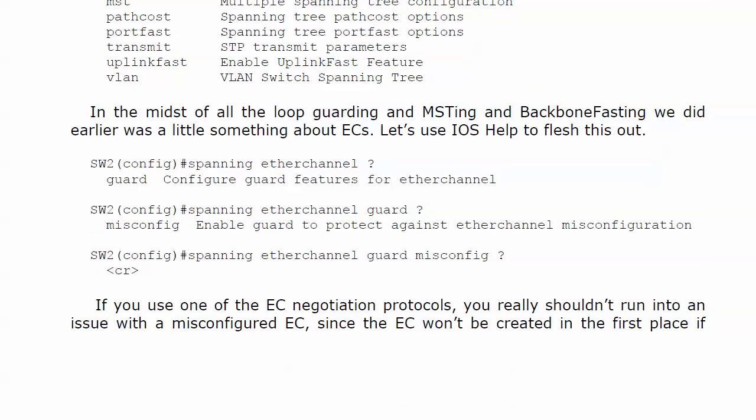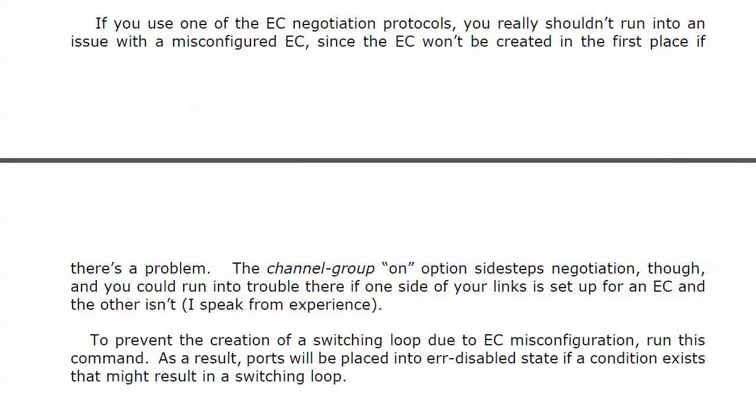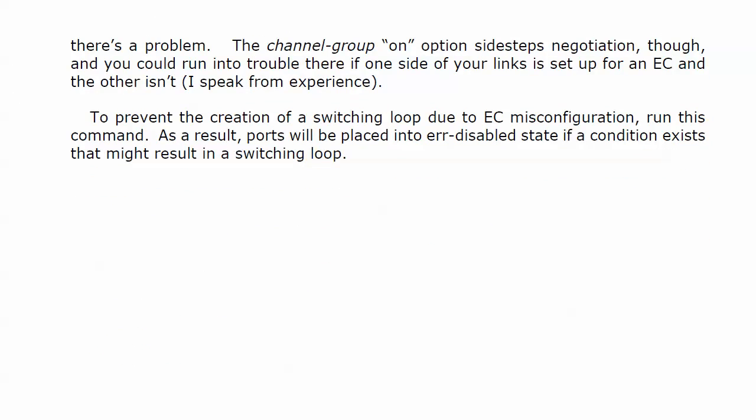And what I wanted to tell you about it was, if you use one of the Ether channel negotiation protocols, you really should not run into an issue with a misconfigured Ether channel, because of course it wouldn't be created in the first place if there was a problem. But the channel-group on option that I used in the first Ether channel we created, that sidesteps negotiation entirely. And again, a lot of production networks don't like that option. They want to use one of the negotiation protocols. But you could run into trouble with the on option, say if one side of your links is set up for an EC and the other side isn't. I speak from experience there.